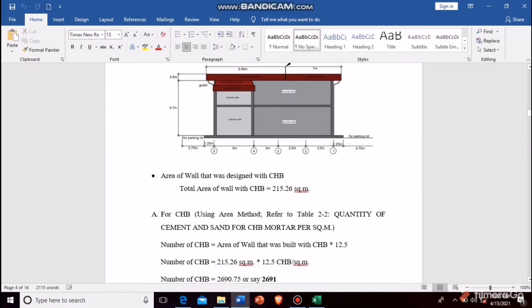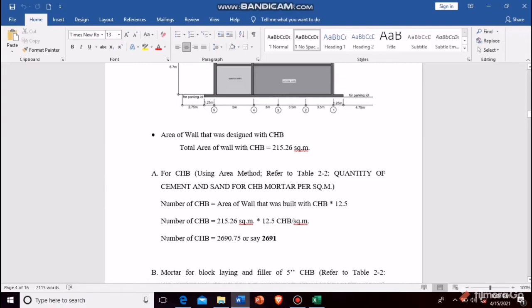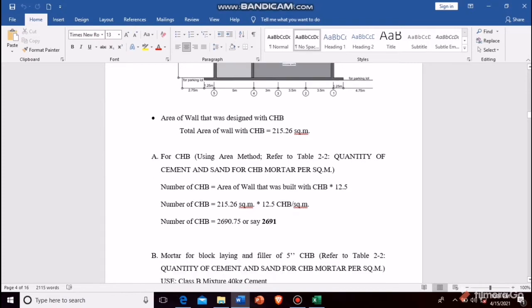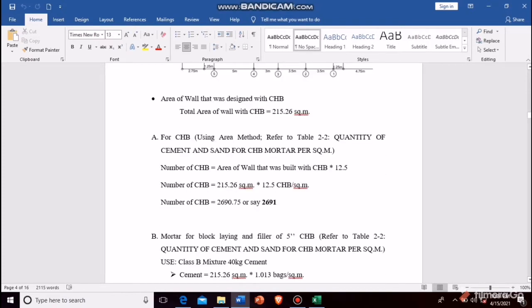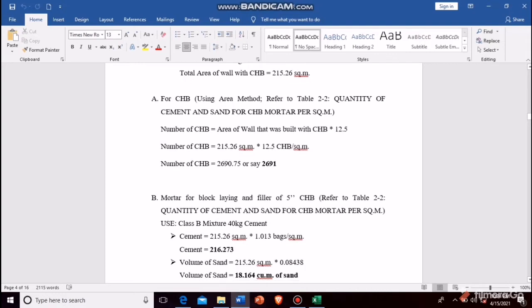For concrete hollow block using the area method, refer to table 2.2, quantity of cement and sand for CHB mortar per square meter. The number of concrete hollow blocks equals area of wall, that is 215.26, times 12.5, a constant from table 2.2. So the number of concrete hollow blocks is 215.26 times 12.5, that is 2690.75, or say 2691 concrete hollow blocks.